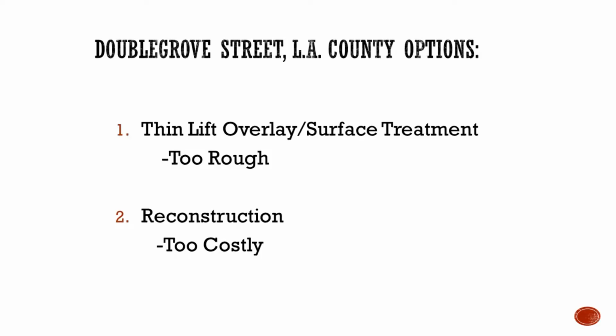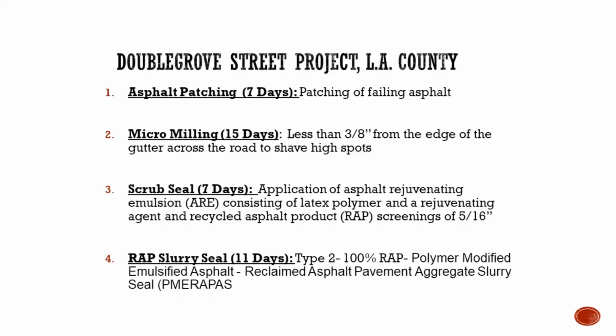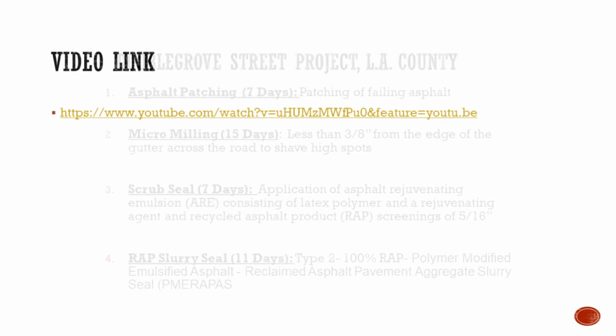But when the county started looking at their options, they thought, okay, well, a thin lift overlay is not going to work, because they did have some underlying issues there. It was too rough. They needed improved smoothness. And a full reconstruction was just going to be too costly. So they came up with a hybrid approach by combining micromilling before the Cape Seal overlay. And this allowed them to improve the ride and to create a new riding surface. So there were 4 main components to the job: the asphalt patching and micromilling, the scrub seal, and then the wrap slurry seal. Okay, we have a video here.